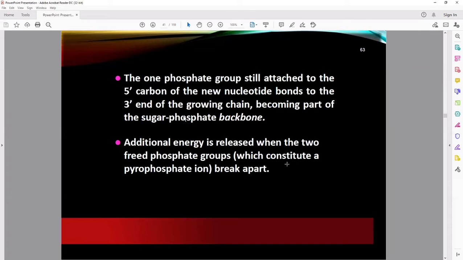This is how the sugar phosphate backbone forms. The one phosphate group still attached to the 5' carbon of the new nucleotide bonds to the 3' end of the growing chain.